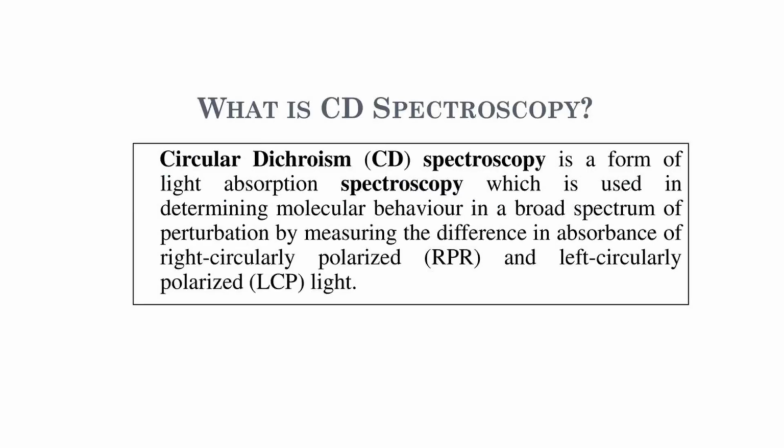Circular dichroism spectroscopy. The first technique is circular dichroism spectroscopy. It is a form of light absorption spectroscopy which is used in determining molecular behavior in a broad spectrum of perturbation by measuring the difference in absorbance of right circularly polarized and left circularly polarized light.